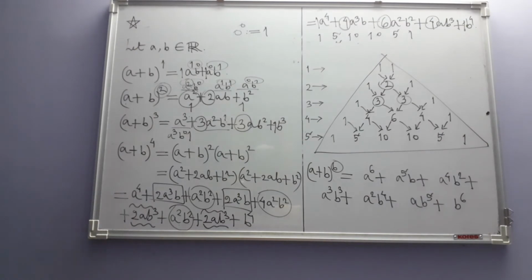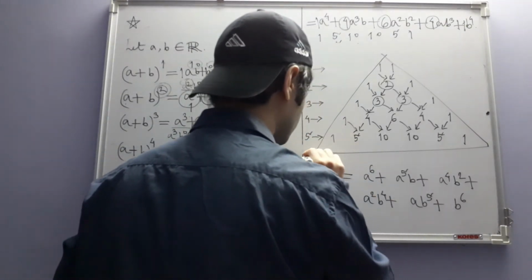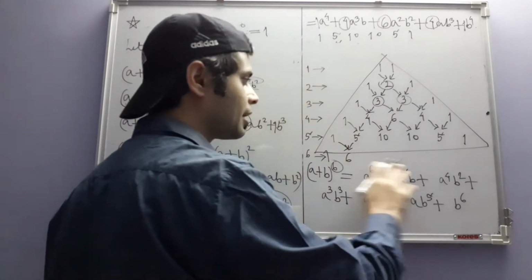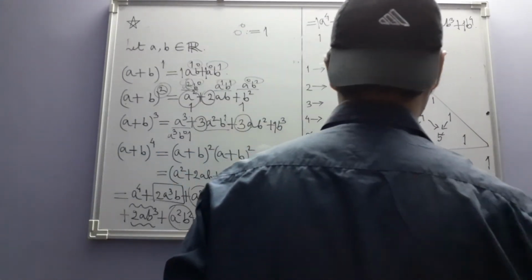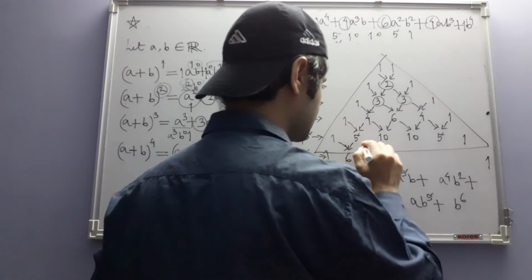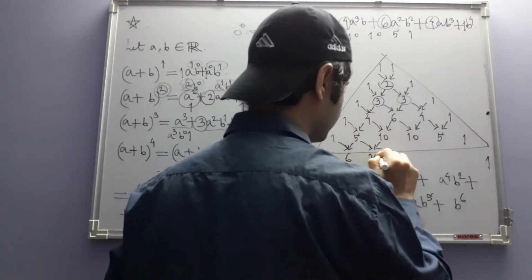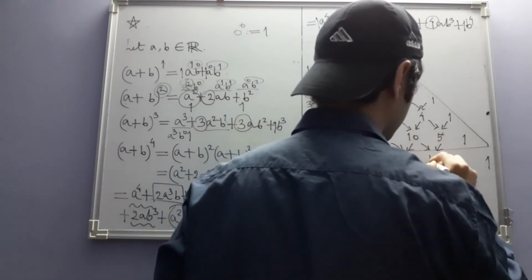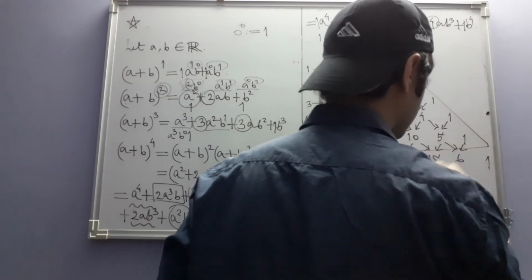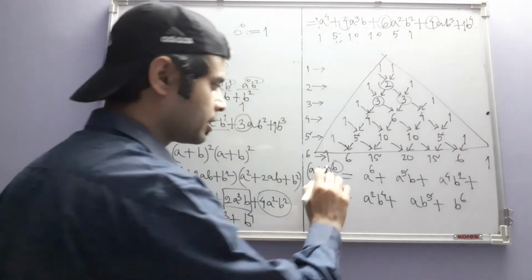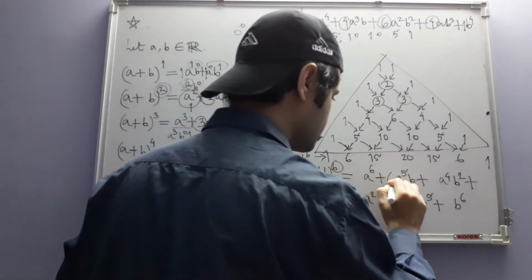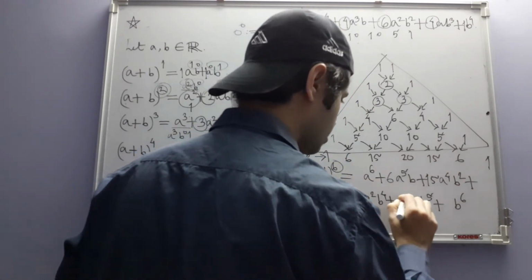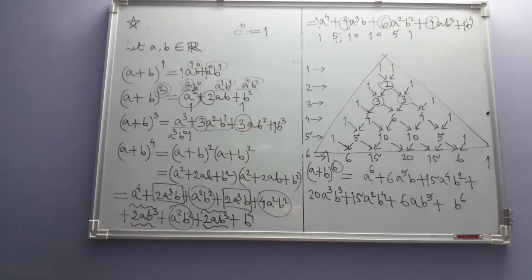If what we are thinking truly holds, then the next row will look like this. 1 stays. We start with 1 and end with 1, so they are always there. 1 plus 5 is 6. 5 plus 10 is 15. 10 plus 10 is 20. Then again 10 plus 5 is 15, and finally this is 6. So the expansion should look like this: 1, 6, 15, 20, 15, 6, 1.